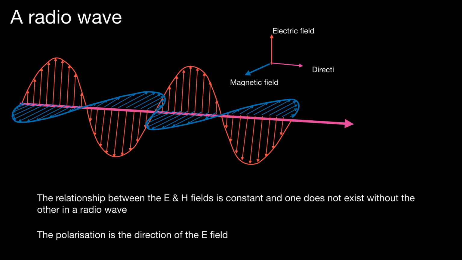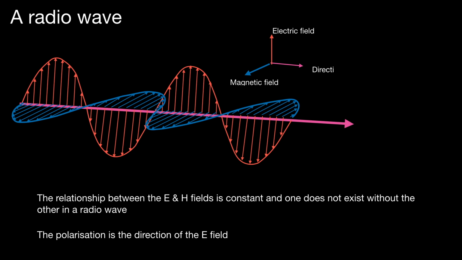And it's also worth noting that the relationship between the E and the H fields is constant, and one does not exist without the other in a radio wave. It is, of course, possible to have an electric field without a magnetic field, for example, in a capacitor, and a magnetic field without an electric field, for example, in a transformer. But they are coherent in a radio wave and one does not exist without the other.